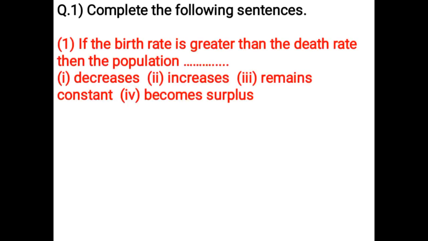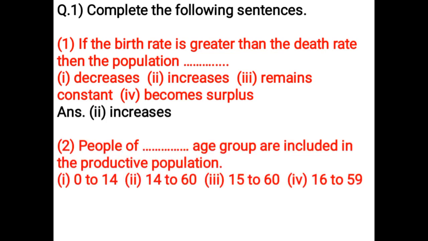Complete the following sentences. If the birth rate is greater than the death rate, then the population dash. Option 1 decreases, option 2 increases, option 3 remains constant, option 4 becomes surplus. Correct answer is option 2 increases.